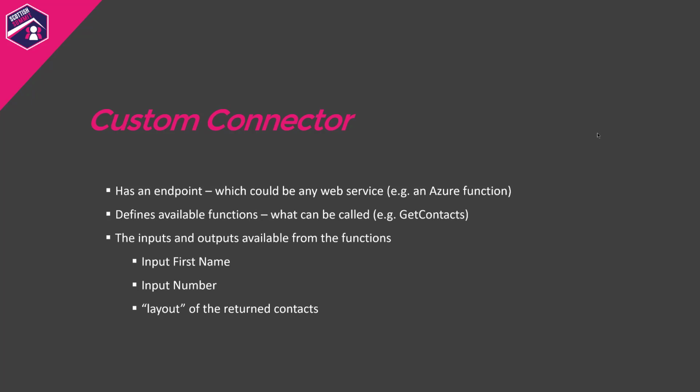So in our example, maybe it would be the first name and the last name and the telephone number of the person that you want to look up or find, and then the layout of the columns that will be returned and how they might be presented. And then it may also specify the authorization methods that would be needed.